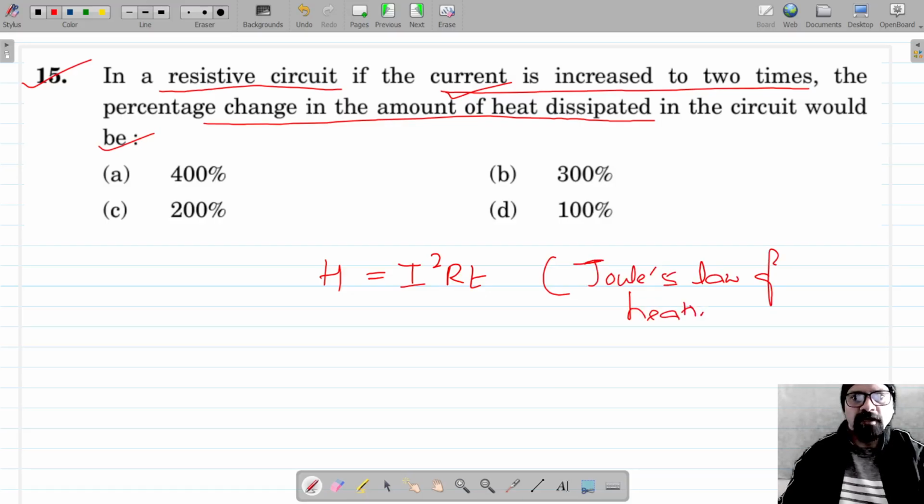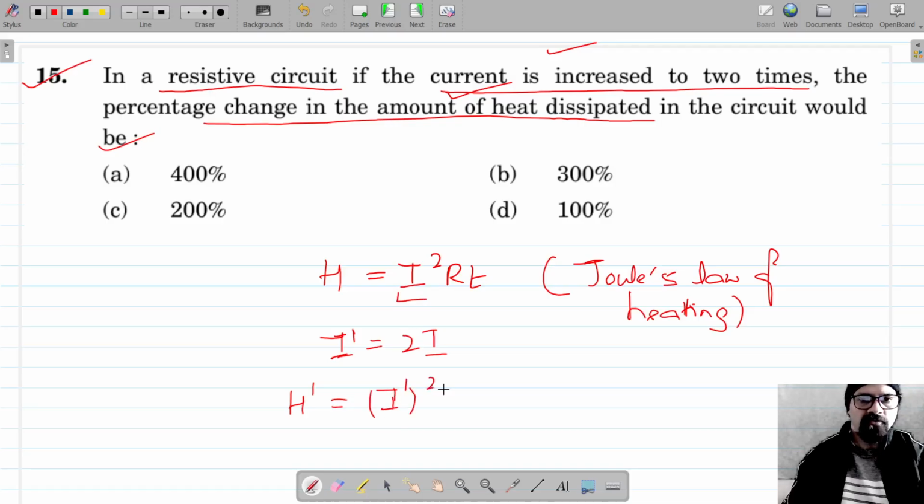Now it's given that the current is increased two times. Let I dash be the new current. So this is increased two times. So the new heat generated, I'm going to denote that with H dash. So H dash is equal to, instead of I, it's now the new current, so I dash square into RT. Now I dash is 2I. So 2I the whole square into RT, which gives me 4I square RT.